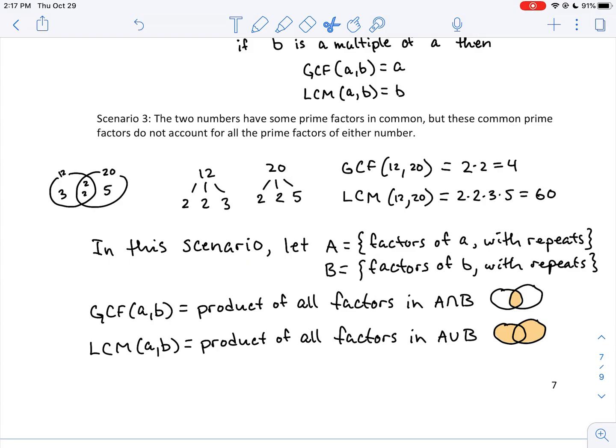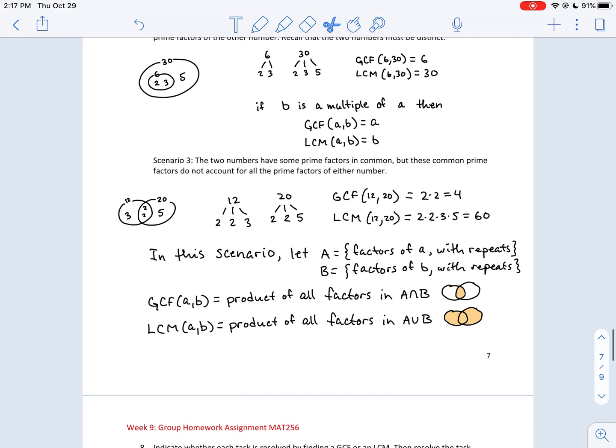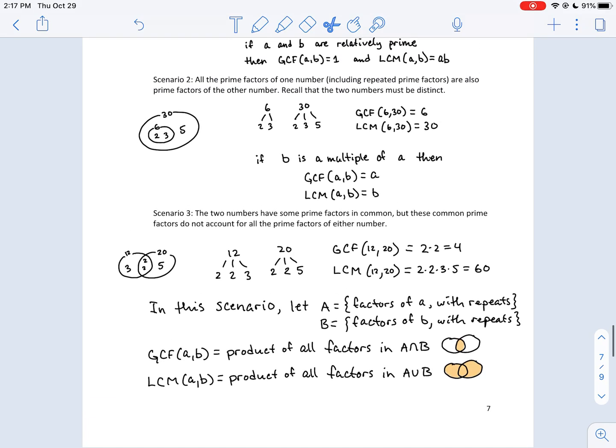And so here's how I generalize this. In this scenario, let's say that set A is all the factors of A with repeats. So if 12 has 2, 2, and 3 as its prime factors, I think of 2 and 2 and 3 as 3 separate elements of the set A. And set B is all the factors of little b with repeats, if there are any. And then the GCF will be the product of all the factors in their intersection, and the LCM will be the product of all the factors in their union.